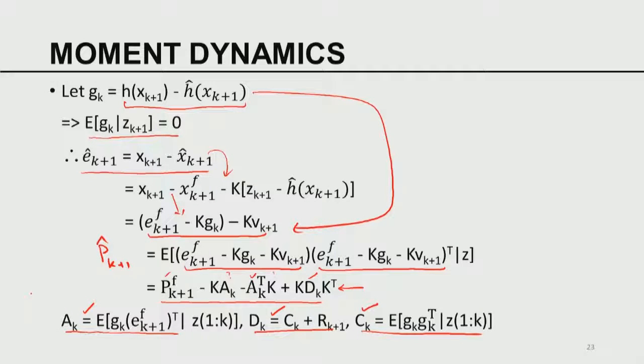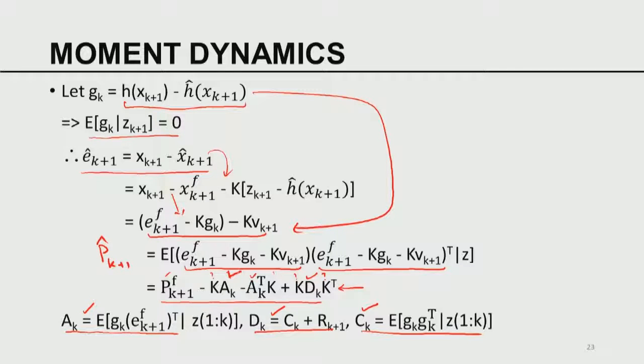So my job is to find K such that, so this D is known. I want to be able to find K such that, so AK is known, DK is known, PKF is known, K is not known. So I am going back to the old homework.